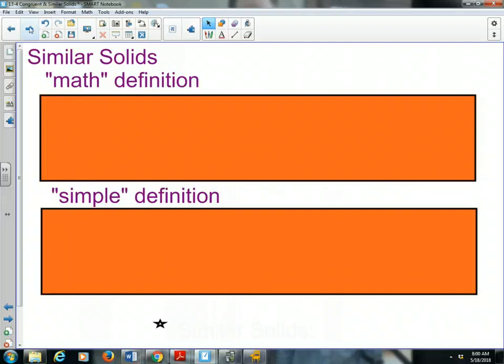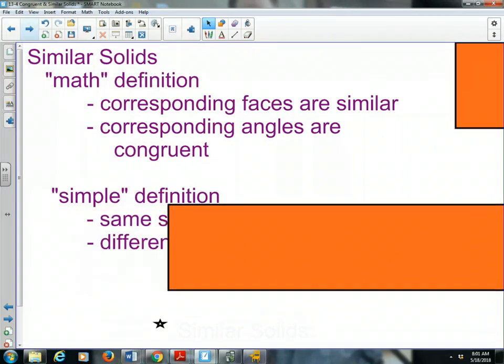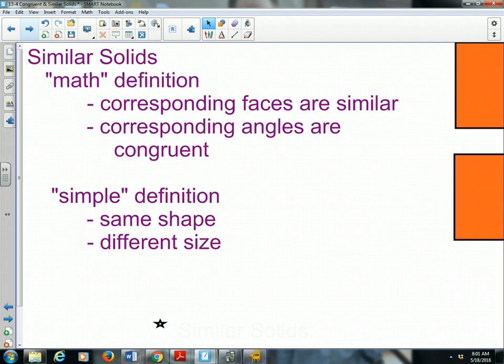Remember how we talked about congruent triangles and similar triangles and similar figures? Similarity is when the shape is the same, but the sizes are different. With similar solids, the math definition is that the corresponding faces are similar and the corresponding angles are congruent. A simple definition is that they are two solids that are the same shape, just different sizes. They might both be a cube, but one is bigger than the other. Both might be a triangular prism, the same shape, just different sizes.